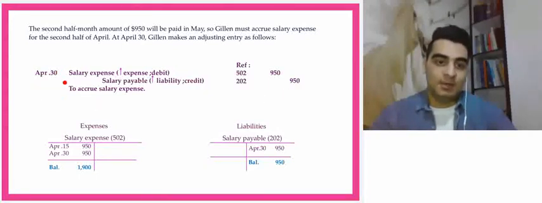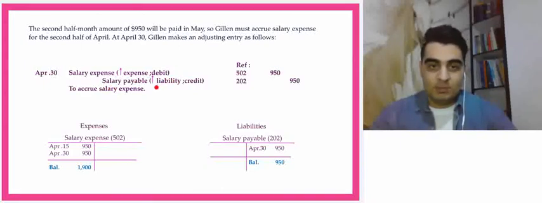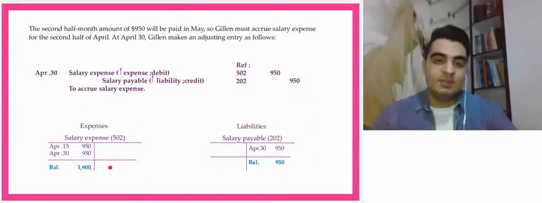And on April 30, the salary expense will be $950. The other half we debited, and our salary payable, which is a liability because you haven't paid it, is $950 credit to accrue salary expense. This is our adjusting entry for this situation. These two are the T accounts for this entry.